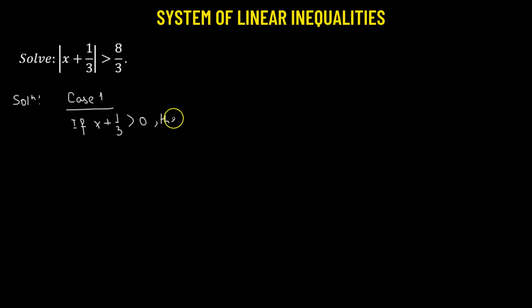In that case, the linear inequality will become (x + 1)/3 is greater than 8/3. So let's solve this. We'll transpose 1/3 to the right hand side to get x greater than 8/3 minus 1/3. So that means x is going to be greater than 7/3. So let's label this as number 1.